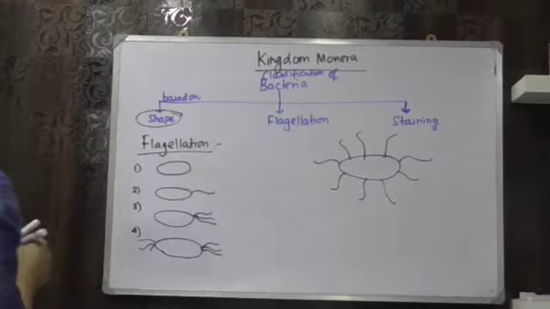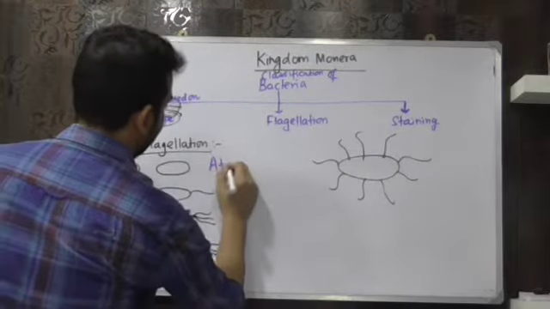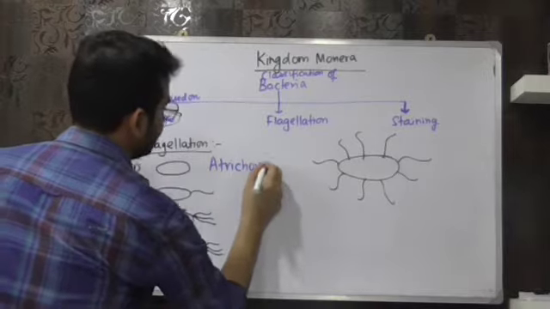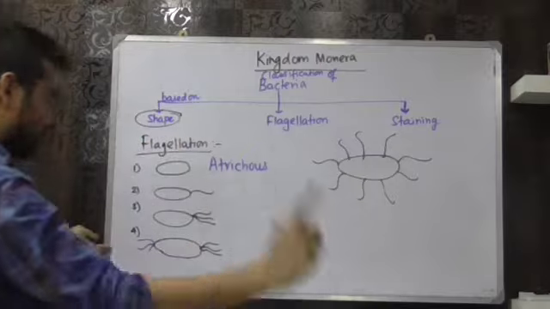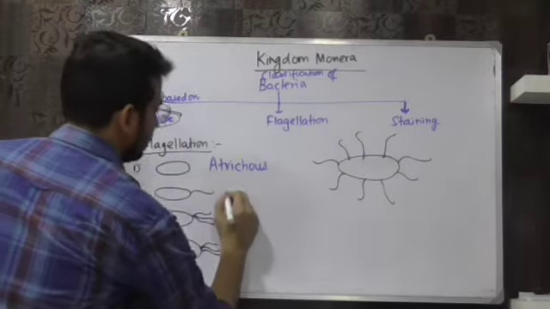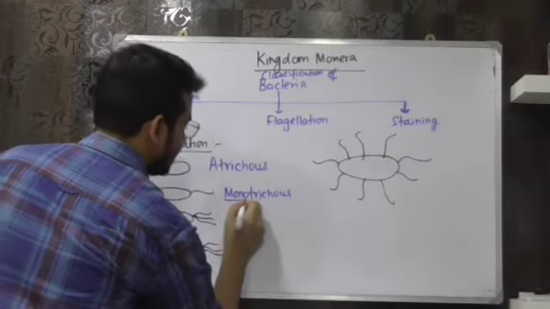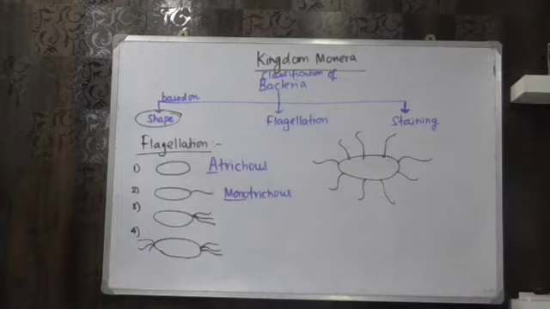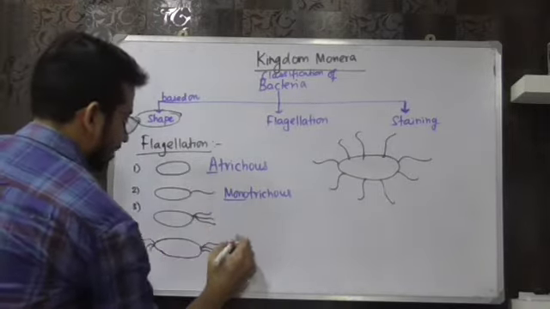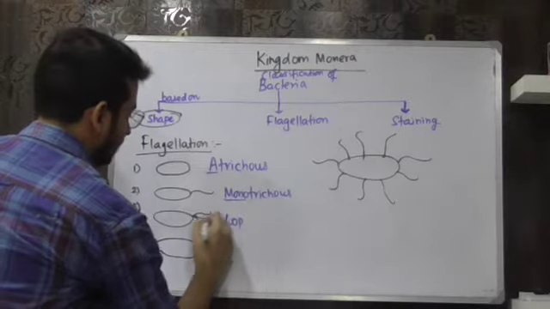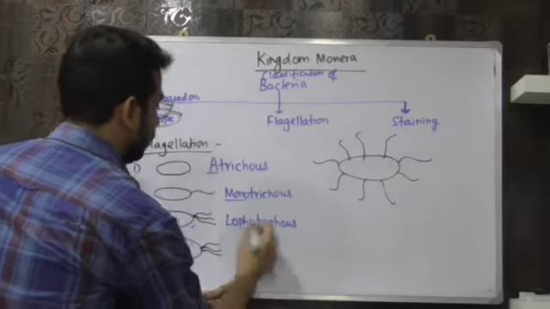So let's name them. This bacteria which lacks flagella is called Atrichous. The next one, which has just a single flagellum at one end, is called Monotrichous. Mono means single. A means without. Trichous means flagella. Now, this condition is called Lophotrichous.